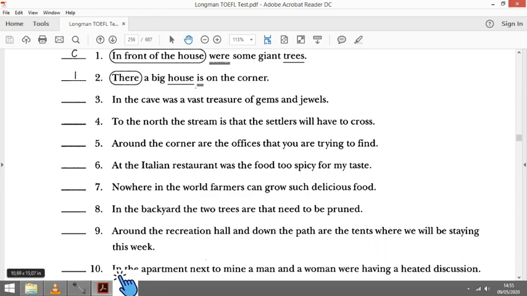Number 10. In the apartment next to mine, a man and a woman were having a heated discussion. Okay, so we have to invert because it's not extra information, but necessary information, because we need it. Where are they having the discussion? So that we put the verb first. No, a man and a woman. Okay, there are two, so we use "were." I think you understand the situation.